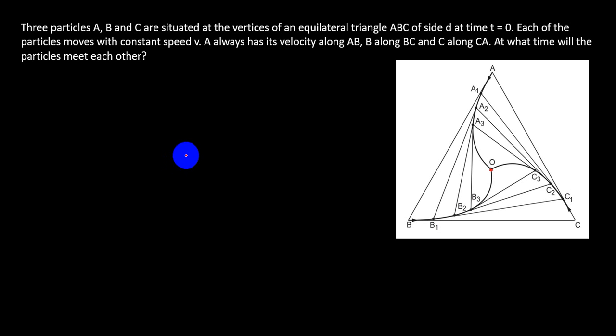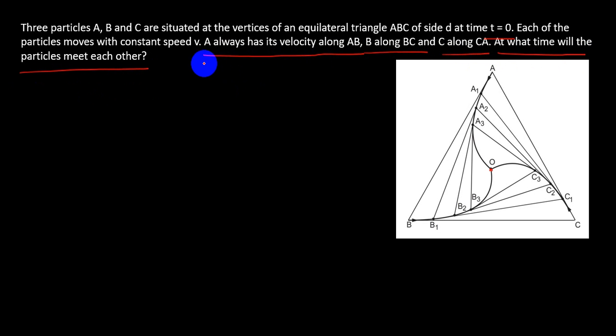Friends, in this video we're going to talk about this question which seems difficult, but I'll tell you how to solve this question with a very simple formula. The question is, three particles A, B and C are situated at the vertices of an equilateral triangle ABC of side d. At time t equal to 0, each of the particles moves with a constant speed v. A always has its velocity along AB, B along BC and C along CA. At what time will the particles meet each other? That we need to find out.